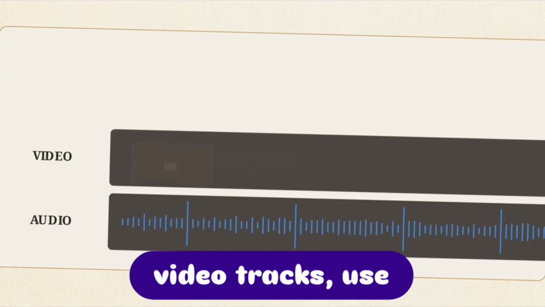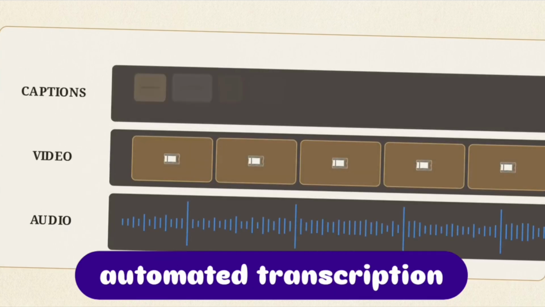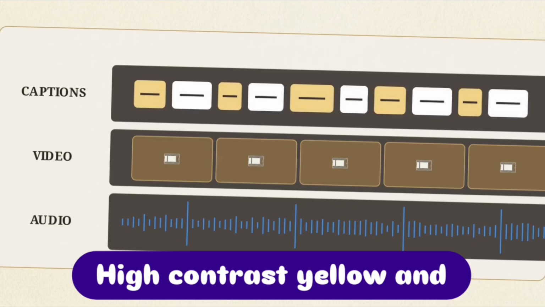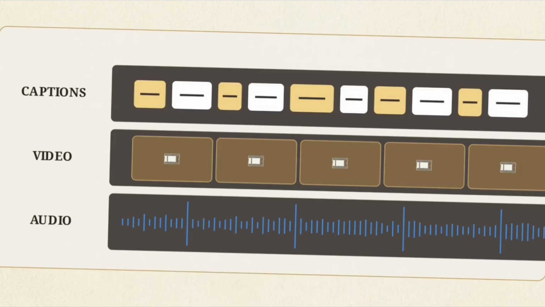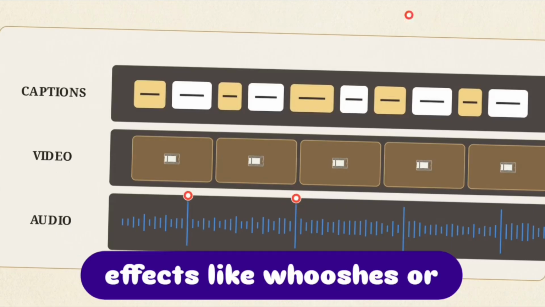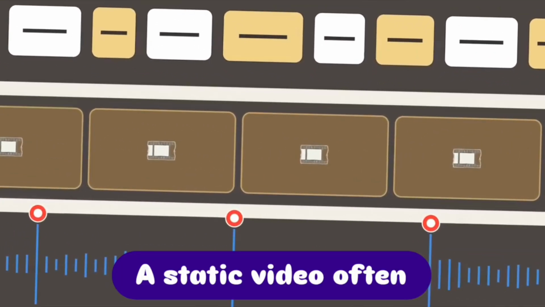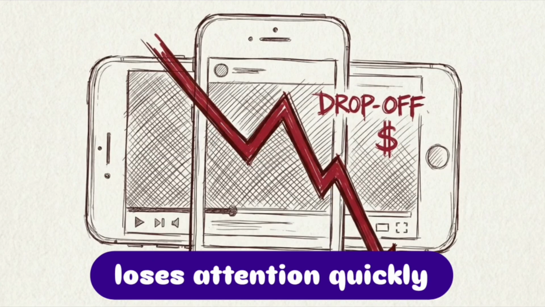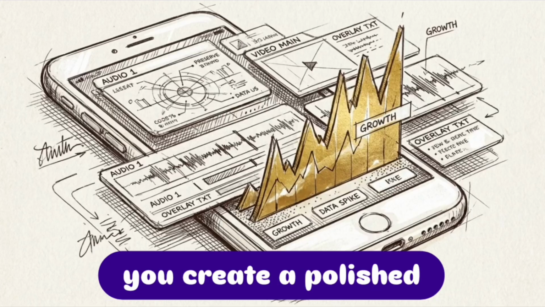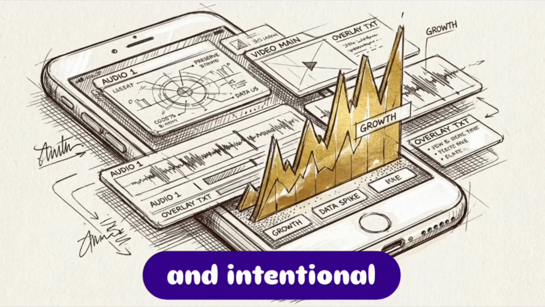Over your audio and video tracks, use automated transcription to add captions. High-contrast yellow and white text stands out. To keep pace, drop sound effects like whooshes or cash register chimes directly onto the audio peaks. A static video often loses attention quickly. By adding these layers, you create a polished result that feels active and intentional.